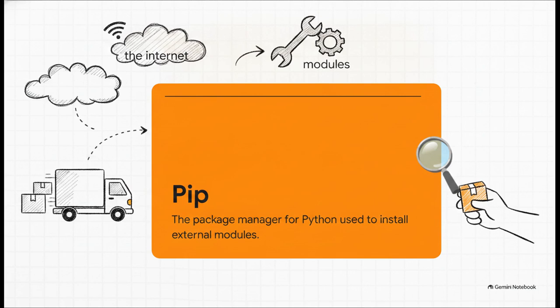So how exactly do we fetch those external modules? Well, that is where pip comes in. Pip is the official package manager for Python. Think of it as your personal delivery mechanism. When you realize you need a specific, powerful tool that isn't built in, you use pip to reach out to the internet, grab that module and install it right onto your system so you can use it.